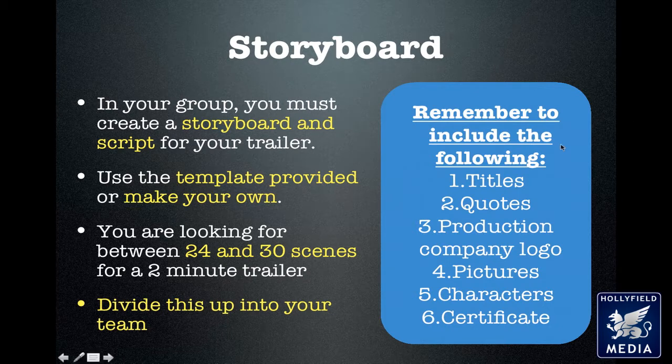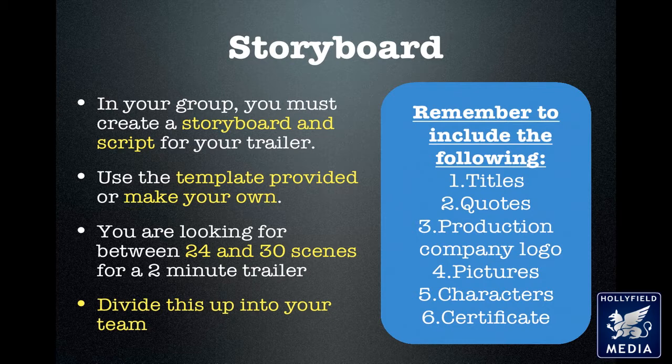You need to make sure that you include titles of the film, some quotes from various magazines or newspapers, the production company logo. You need to make sure in your storyboard you've got a picture, and you've got to make sure you've got the certification screen from the British Film Classification Board. Now, the best way to go about this, if I were you, is I would divide this up into people within your group. So 2 of you, if you're working on a 3, will work on the storyboard, while the other one works on the script.